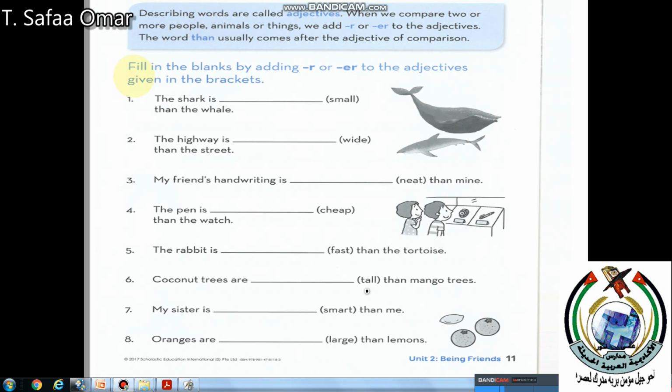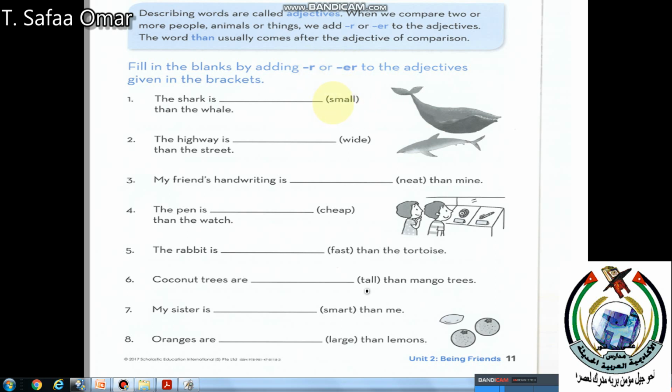Now we are going to fill in the blanks by adding R or ER to the adjectives that are given in the brackets. Number 1. The shark is than the whale. We have a whale and a shark. We have two things, two animals. So we are going to add ER or R.